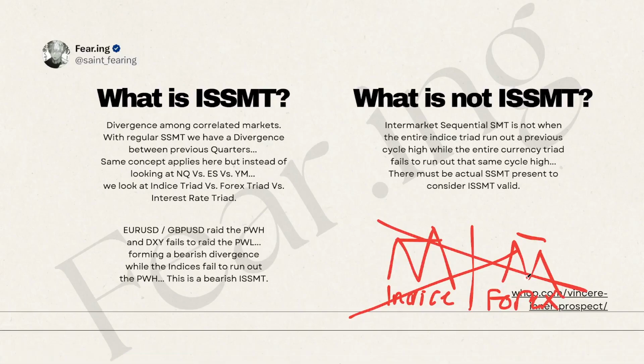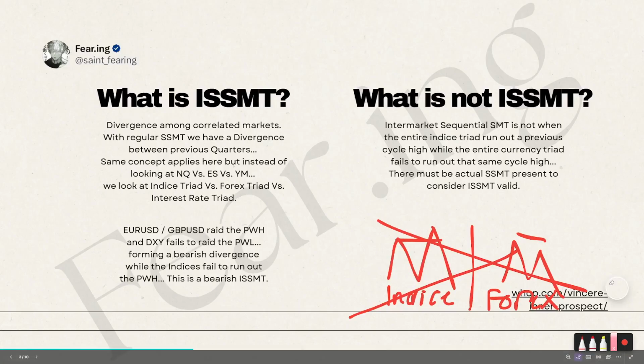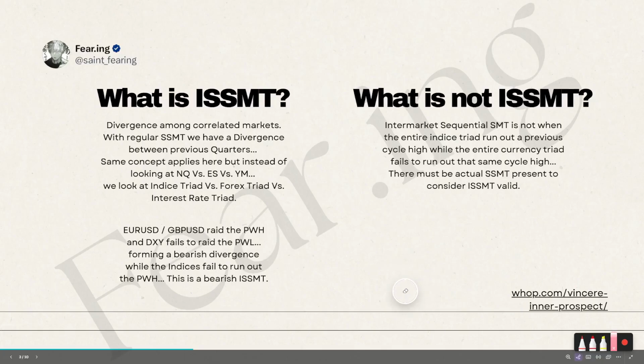So, like we showed beforehand, Euro would have to form sequential SMT with DXY. Of course, it doesn't just have to be Euro; it could be the pound as well. We have to have sequential SMT on either Forex or indices in order to validate intermarket on the other one. So, biggest thing to understand, and that's the biggest thing that I got stuck on when first understanding this concept.